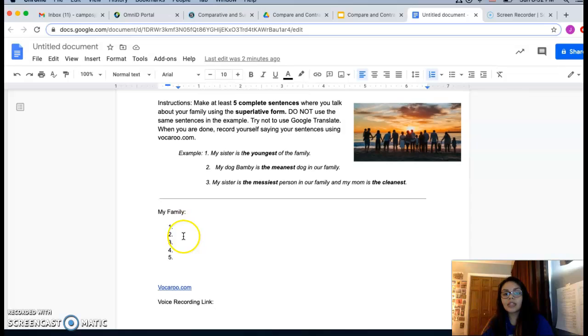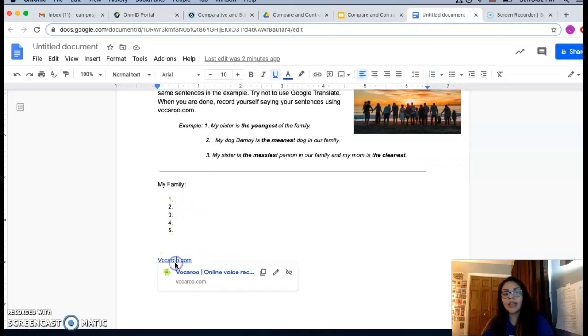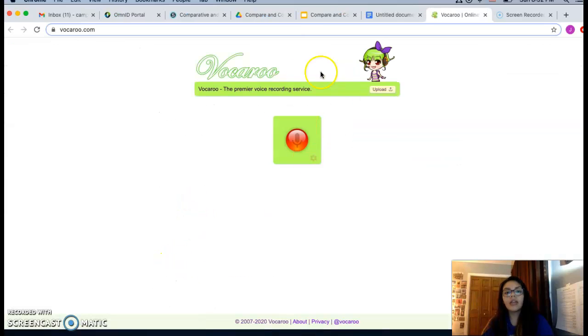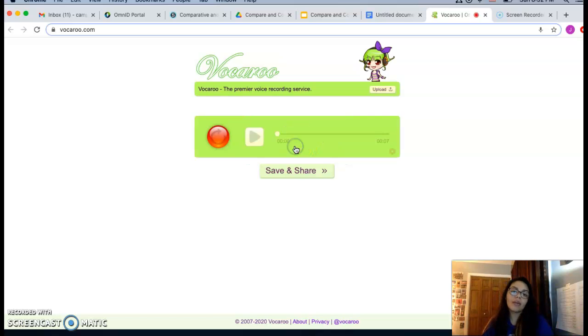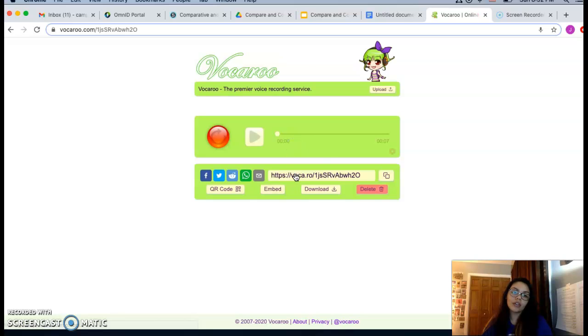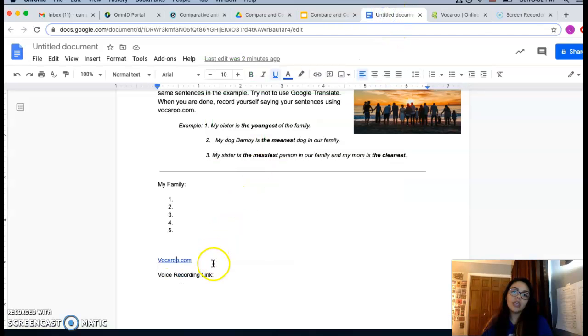Después de hacer sus oraciones, van a clicar a este link, los va a llevar al Buckaroo. Van a cliquear, van a hablar, van a leer sus oraciones en voz alta, lo van a grabar, save and share. Yo lo que quiero es este link, lo van a copiar y lo van a poner aquí. ¿Ok?